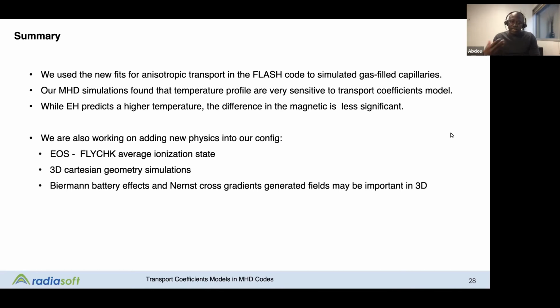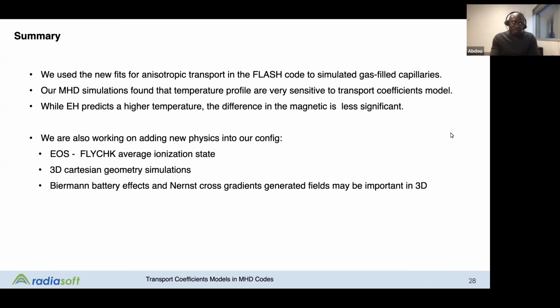We're also working on adding new physics to our configuration, for example equation of state. We're using this radiative collisional Flash code that has a better average ionization model. My colleague Stephen Coleman has also been working on the 3D Cartesian geometry simulations.